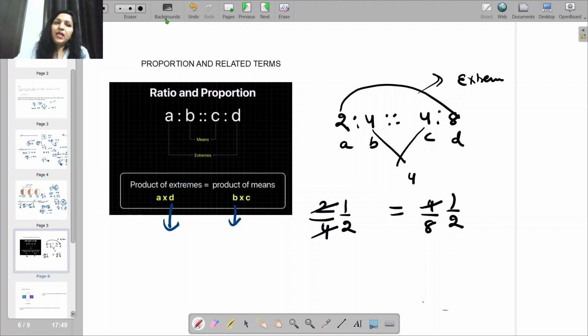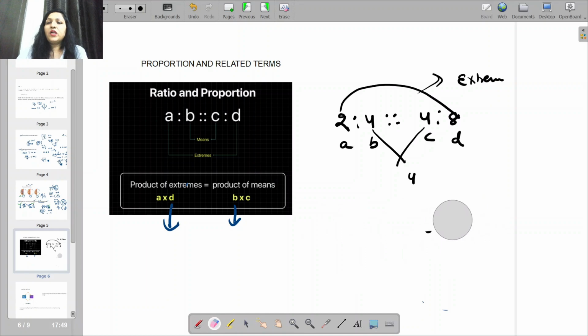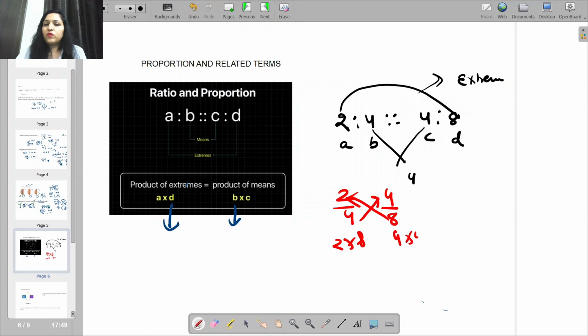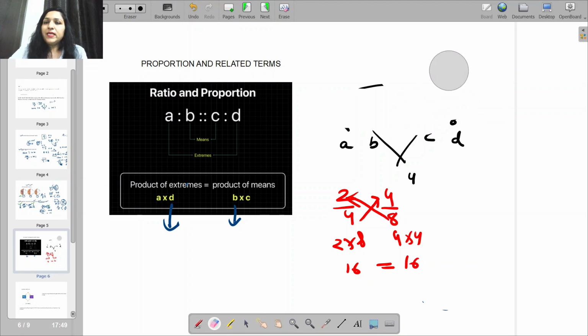Right? If we want to use the product of means and product of extremes, 2/4 and this is 4/8. 8 will go here, 4 will go there. 2 into 8, 4 into 4. This is also 16, this is also 16. Both the sides are equal. Yes, four numbers are in proportion. Let us take another example.